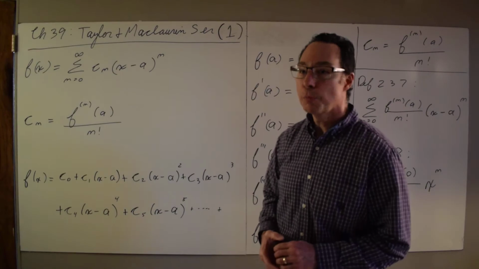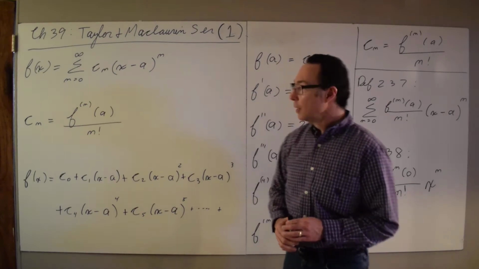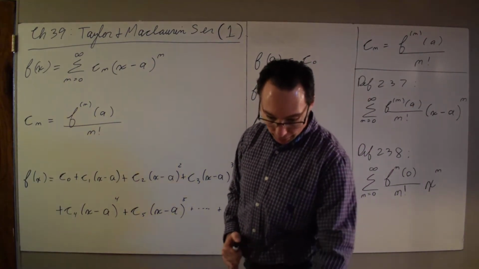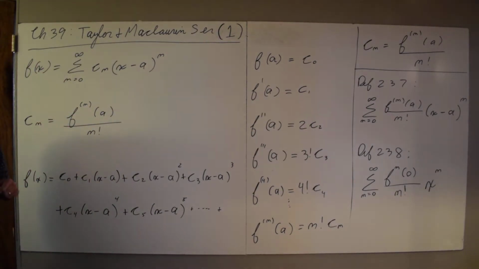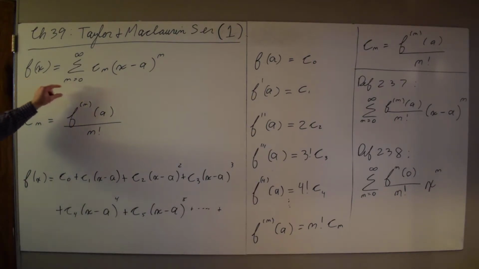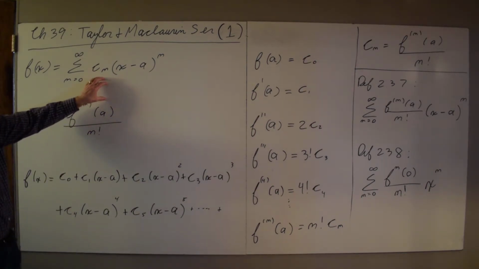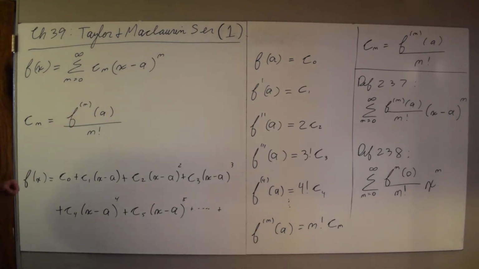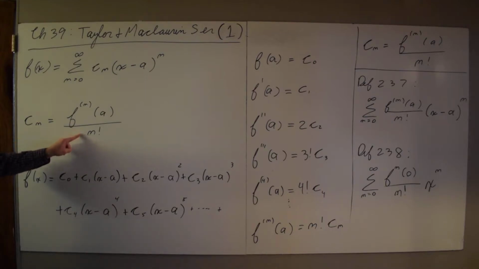This video is part 1 of the Chapter 39 video on Taylor and Maclaurin series. So we look at Theorem 236, and this is a very brief outline of Theorem 236. We're defining our function f of x in terms of a power series on the radius of convergence. So this series doesn't necessarily converge everywhere, but where it does converge, this function will be defined in terms of this series. If you can do that, it turns out that there's a formula for the coefficients.